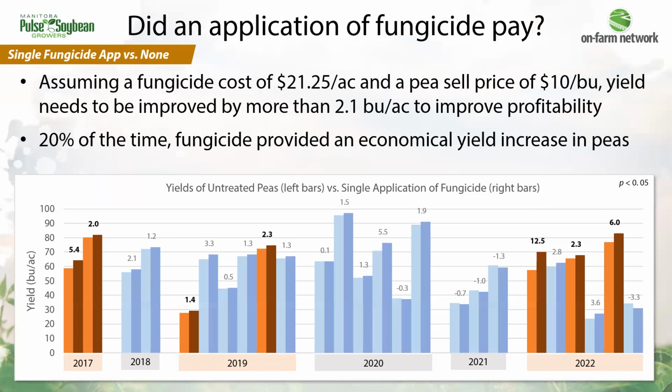So at these significant sites, did an application of fungicide pay for itself? Were the yield increases large enough to cover the cost of that fungicide product? If we assume a fungicide cost of just over $20 an acre and a pea sale price of $10 a bushel, a yield improvement of more than 2.1 bushels per acre is needed to improve profitability, and that happened at 5 of these trials. So this means that 20% of the time, a single fungicide application provided an economical yield increase in peas.